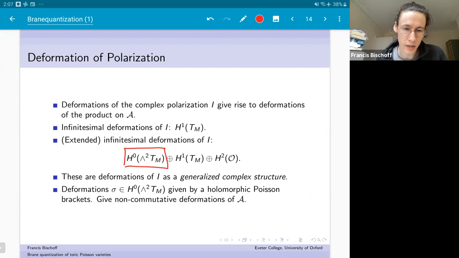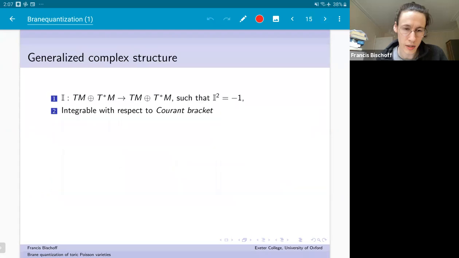Let me now start by explaining generalized complex geometry. A generalized complex structure is a complex structure on the tangent plus the cotangent bundle. So it's an endomorphism I of T plus T star, which squares to -1. And it has to satisfy an integrability condition with respect to the natural bracket on the sections of this space, which is called the Courant bracket. This is a bracket which extends the Lie bracket of vector fields.